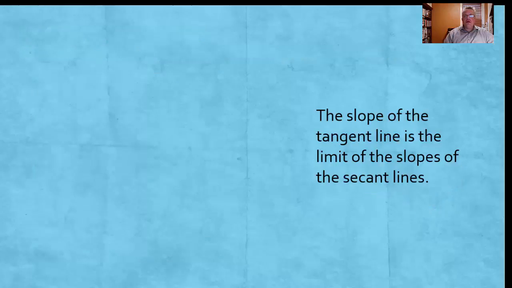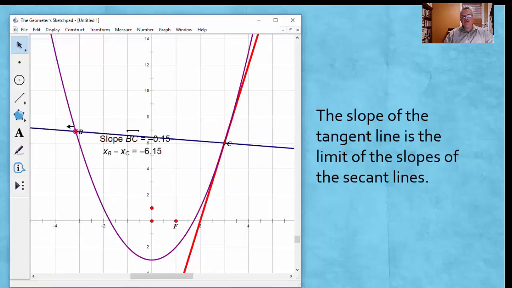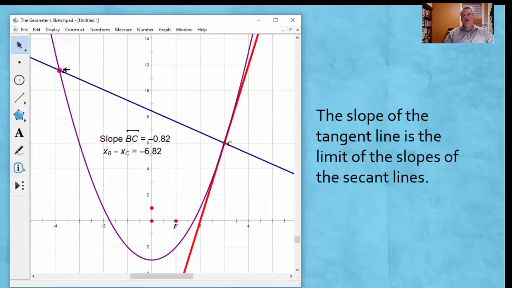We're going to do it a couple different ways. The first way, I'm going to make use of some software I have to try to visualize it. So here we have the same function. This is f of x equals x squared minus 3. And this is the point we're interested in. In this picture, the graph is purple, the tangent line is red, and the one I can control is this blue secant line. So here, when I put the point B right here, it is way off. The slope of the blue line is very different than the slope of the red tangent line.